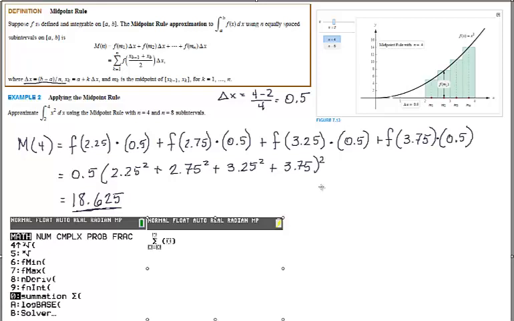Alright, now I really don't want to do this for 8 subintervals, so I'm going to figure out a way to do this with my calculator. So I'm going to do this summation, and I get there by hitting my math button and then going to summation, and this is what I get.